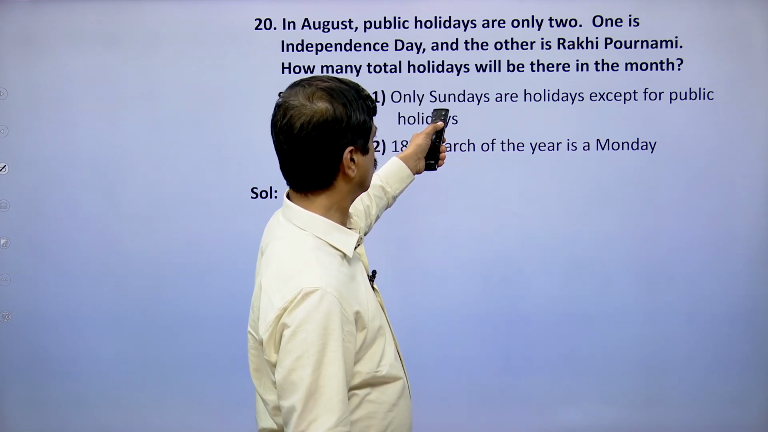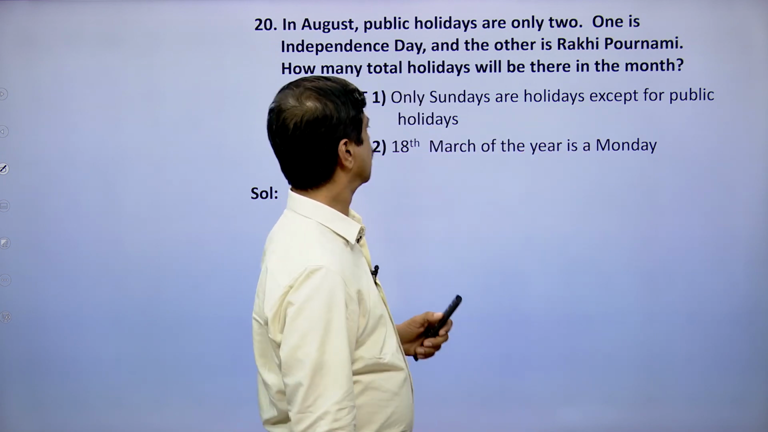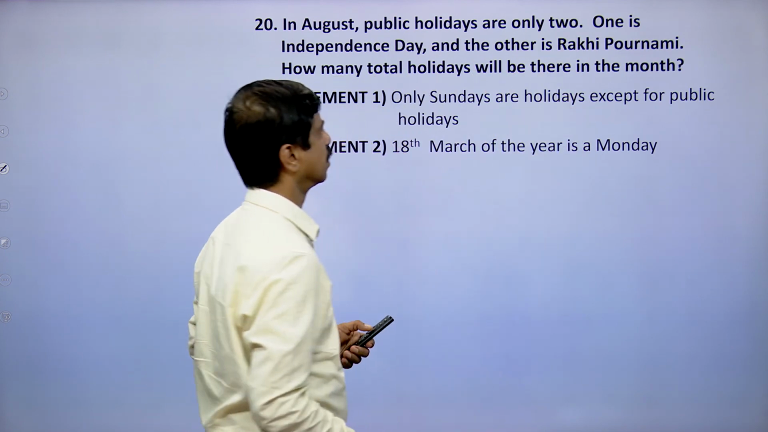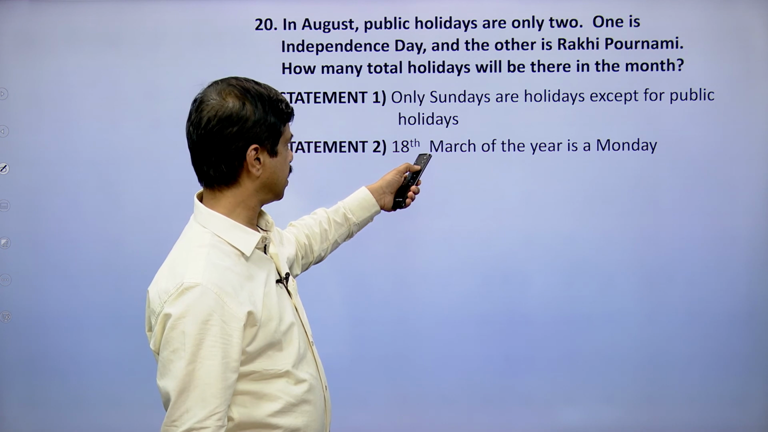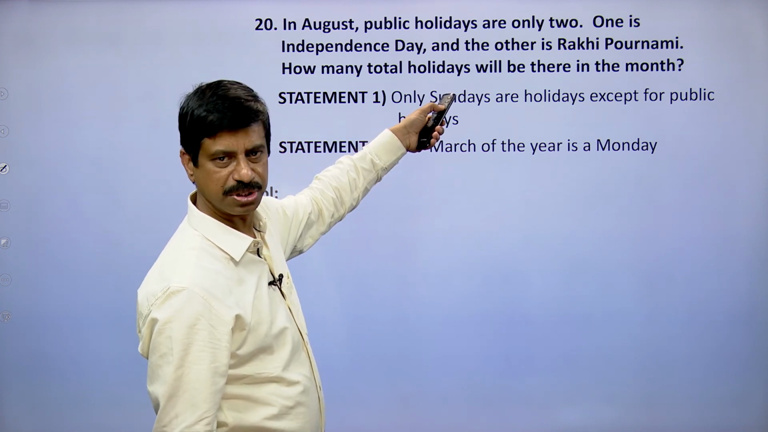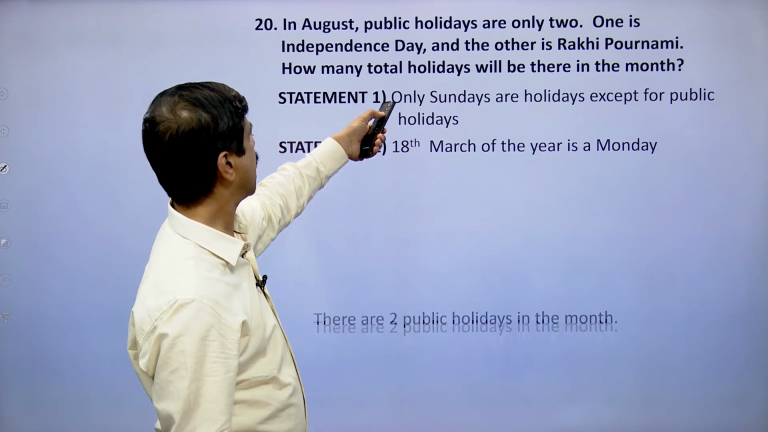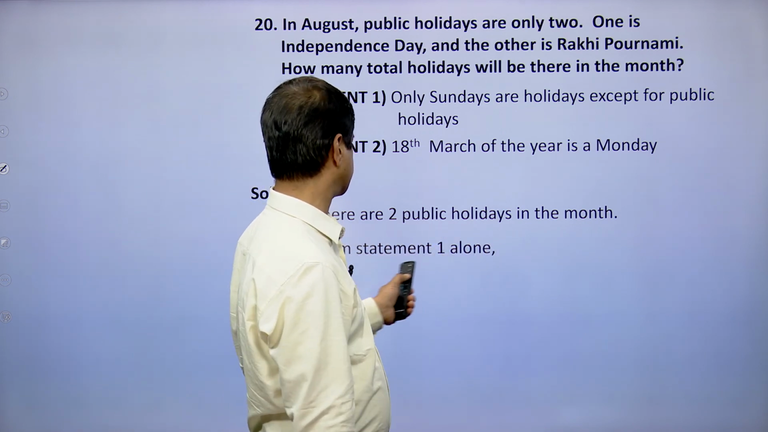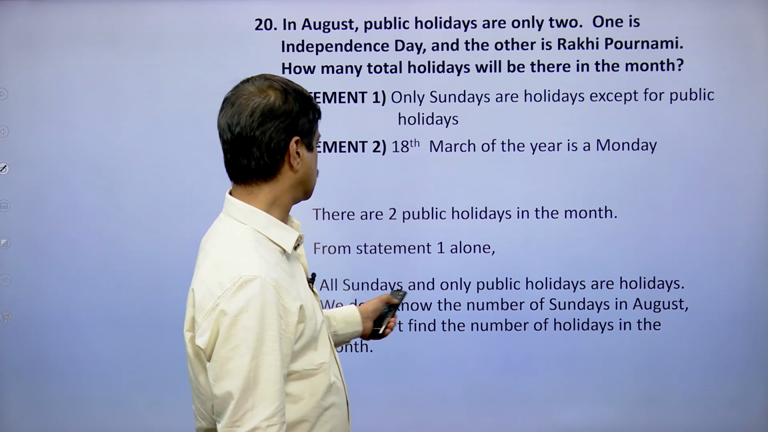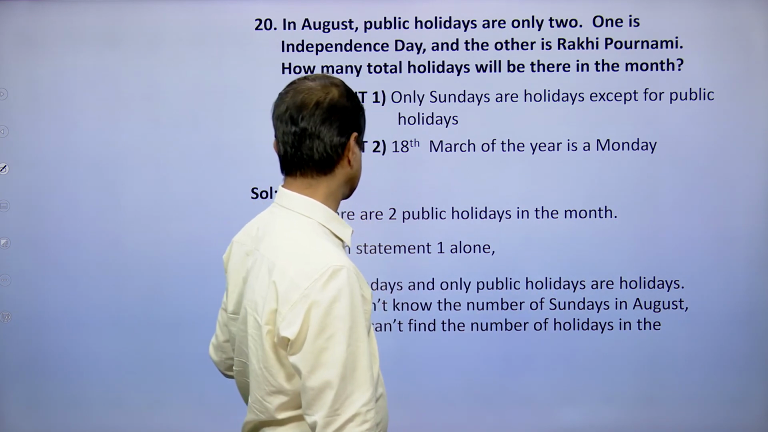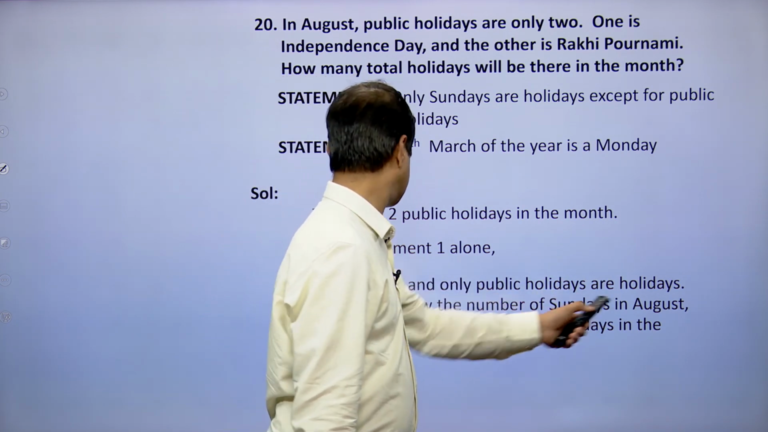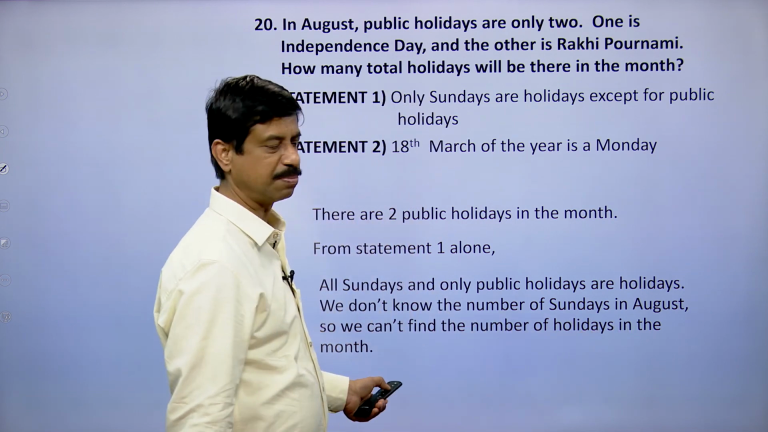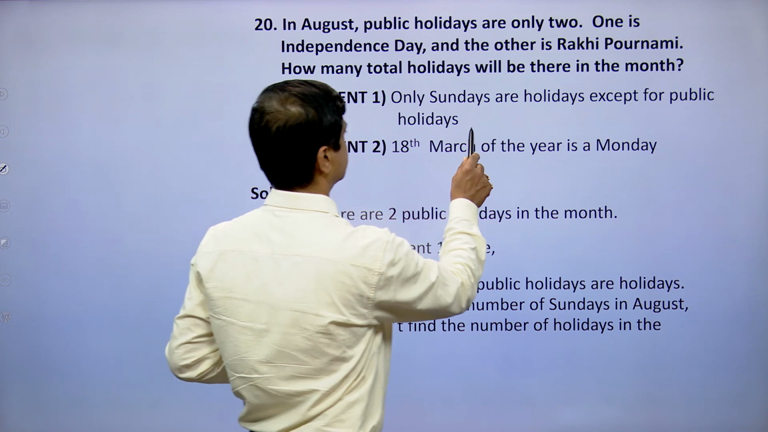So, we know Sundays are holidays and public holidays are only 2, okay. Using statement 2, we can check with statement 1 and state what is right. From statement 1 alone, there are 2 public holidays in the month. All Sundays and public holidays are holidays. But we can't find the number of holidays in the month because we cannot find which days are Sundays.